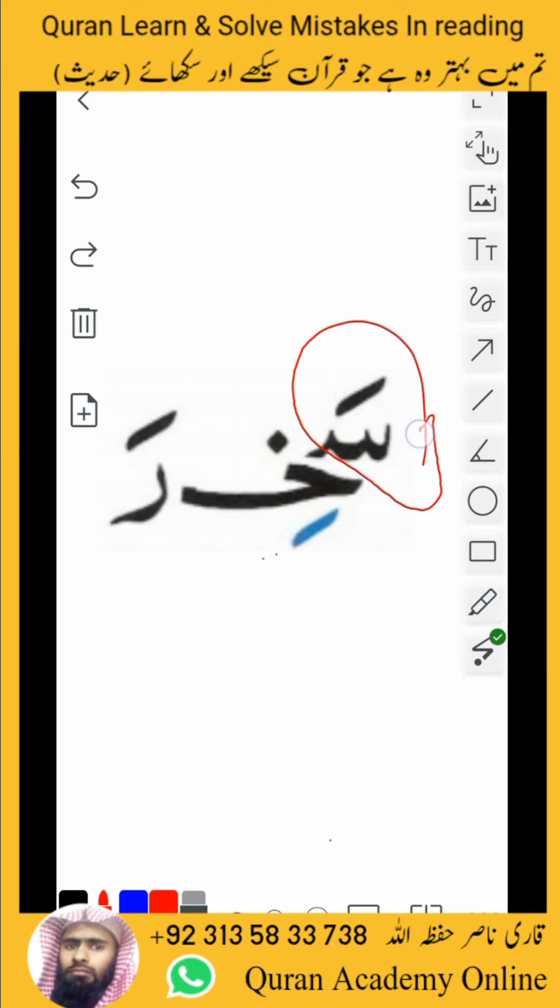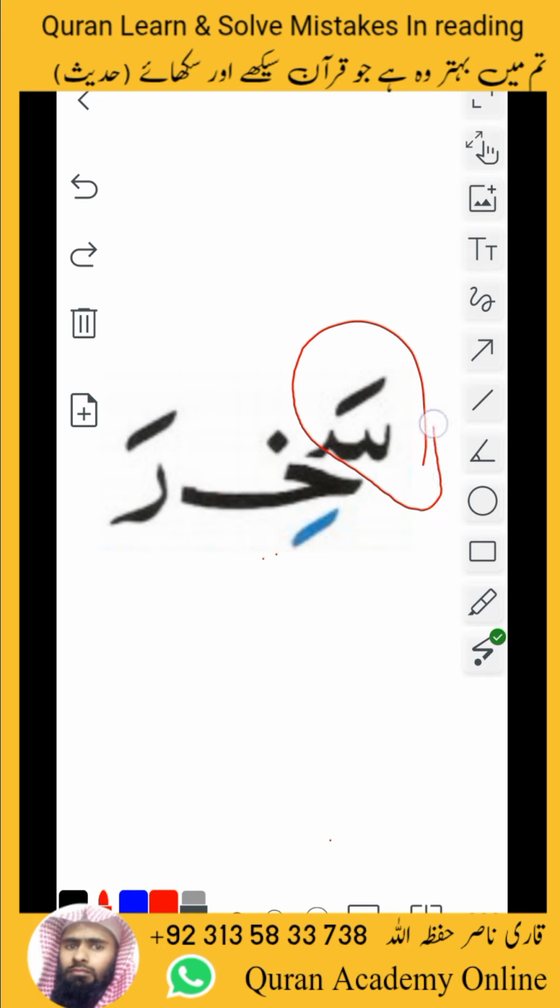We have a new lesson today. The lesson is sakhira. Okay. The first letter is seen. This one is seen, and on top of the seen, this sign is named fatah. Okay, we will read it.